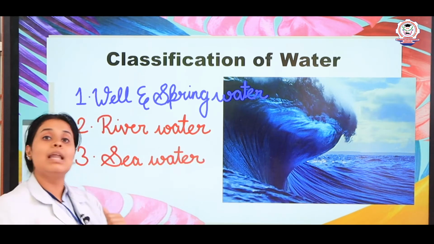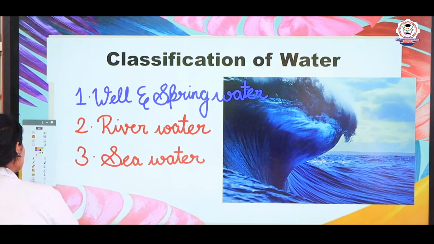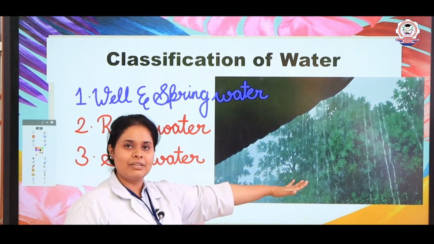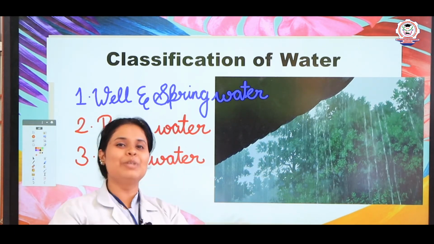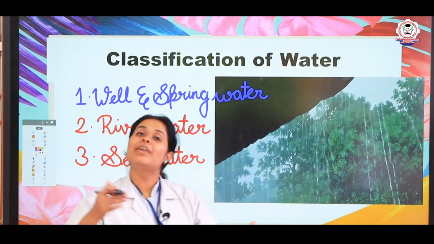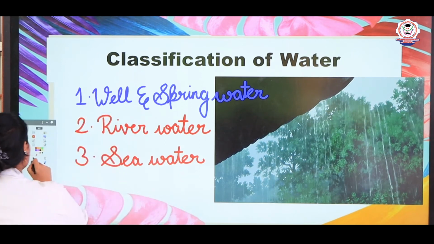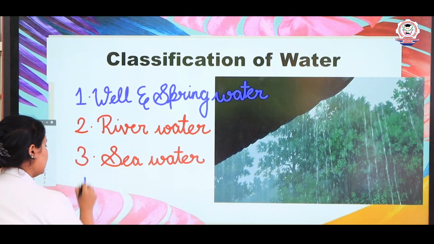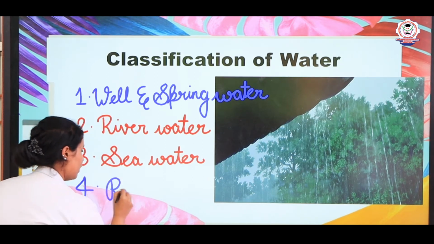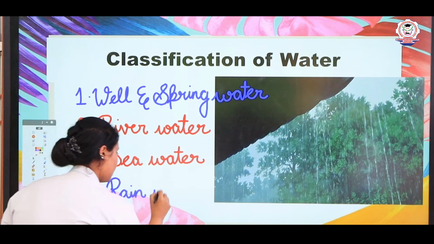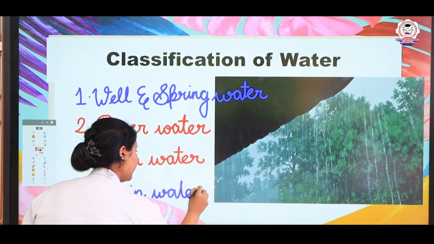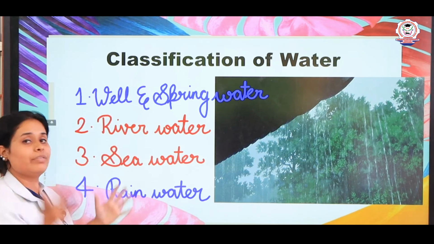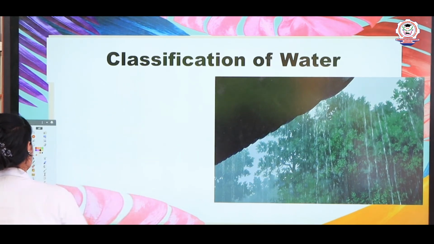And let's come to the last classification. So what's the last classification? This season everyone loves because you'll get school holidays. Yeah, this is rainy season. So in the rain also we are getting a type of water, and the fourth classification here is rain water. Okay? So understood, children? There are mainly 4 types of water. So now let's see everything in details.